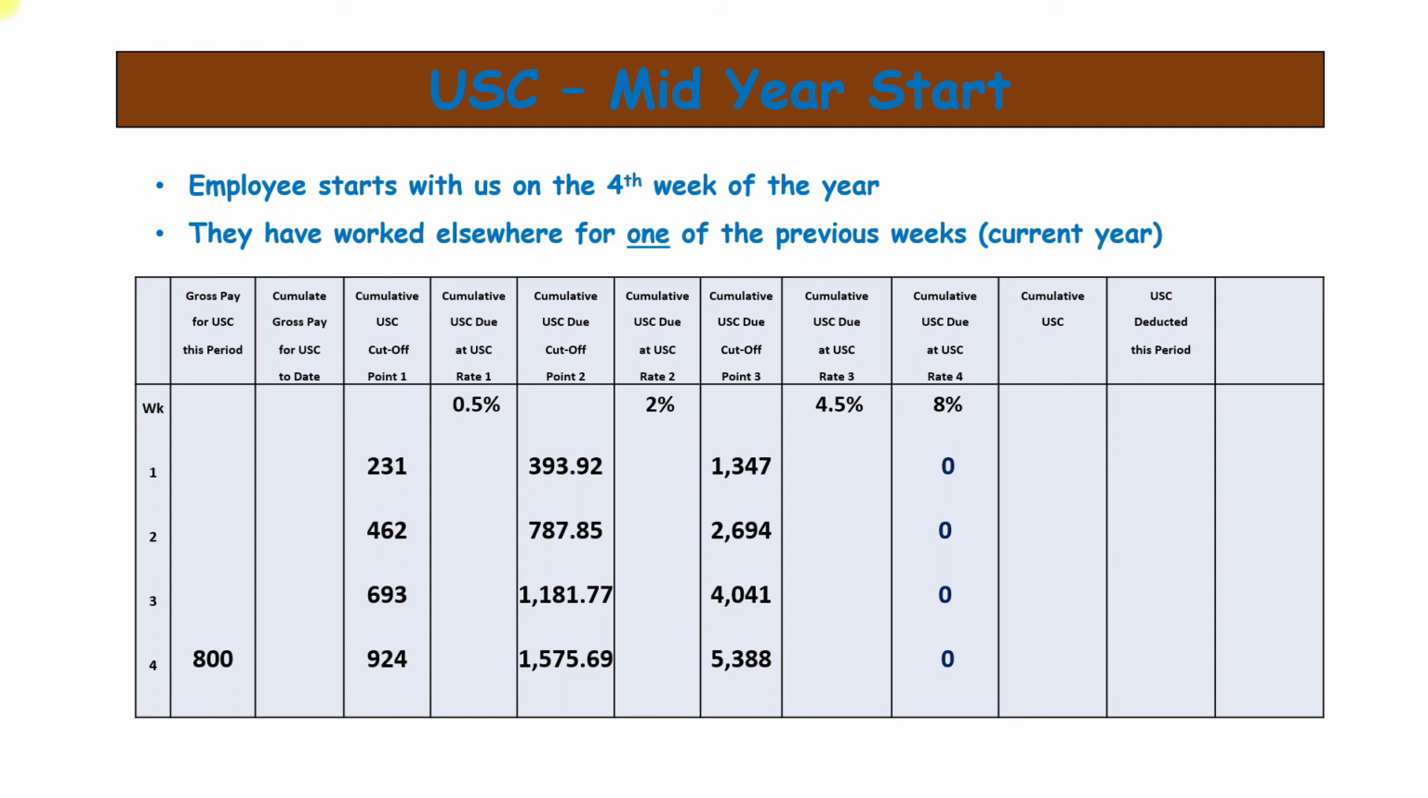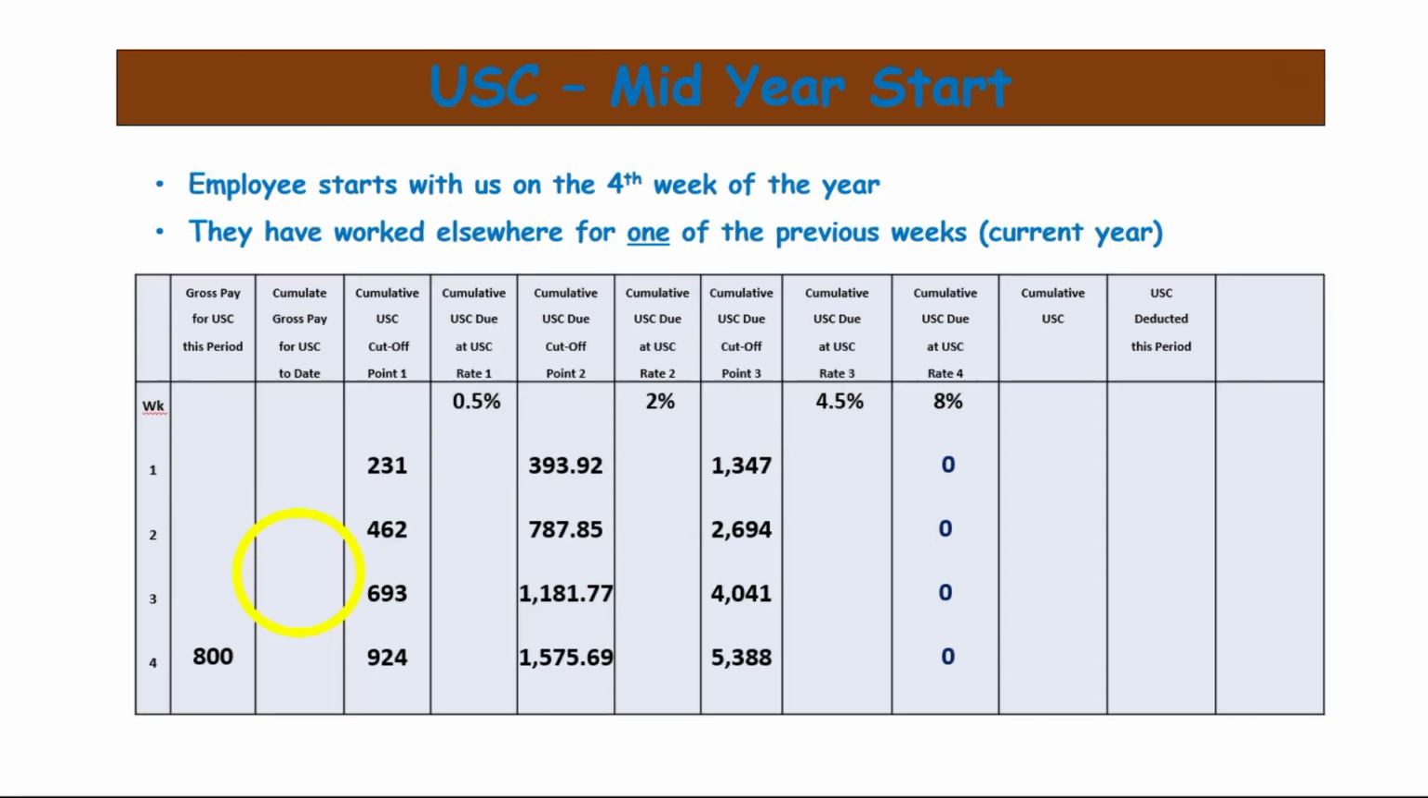The final scenario in this section is a mid-year start where an employee does not start on the first week of the year. In this example, the employee has worked elsewhere for 1 week in the current year and starts with us on the 4th week. We have their USC payroll card with the cutoff points, and we know what gross we will pay them. However, this is not enough information to fully calculate the net pay. If we don't know their cumulative gross to date, then we cannot calculate their cumulative gross for week 4.